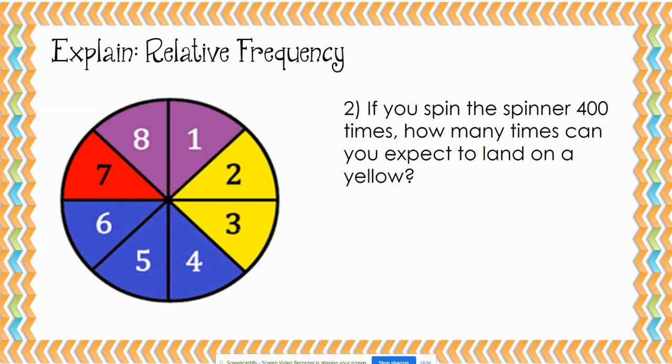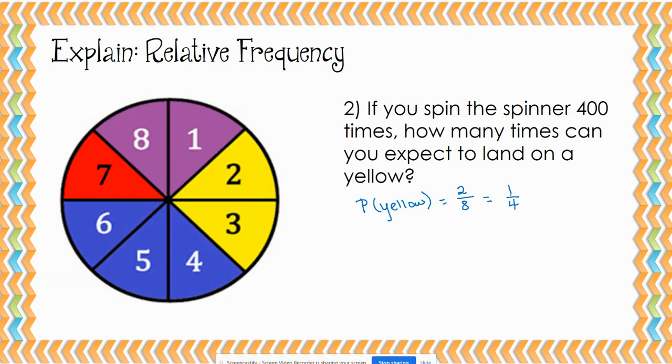Number 2 asks, if you spin the spinner 400 times, how many times can you expect to land on a yellow? Well, when I look at my spinner, I see that there are 2 spaces that are yellow. So the probability of landing on a yellow is 2 out of 8 total spaces. Well, 2/8 can be simplified. I know both of these are even numbers, so they can be divided by 2. 2 divided by 2 is 1, and 8 divided by 2 is 4. So the probability of landing on a yellow is 1/4.